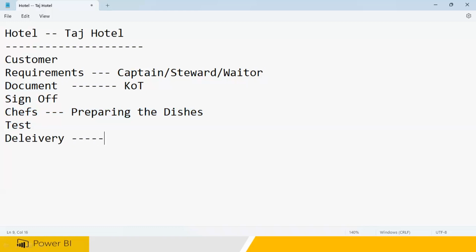Who's going to be delivering? There is a separate team. Again, see, the waiter is going to be coming over there. He's going to deliver the food. So then you're going to be taking the food. These are the steps that you need to understand. Clear? Now let us understand and go.